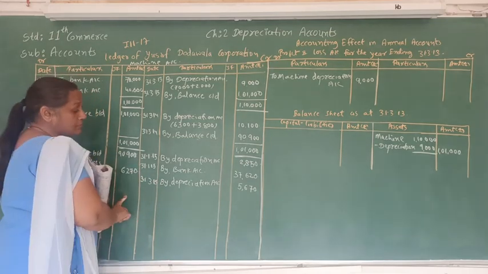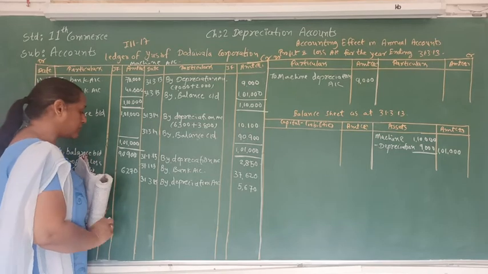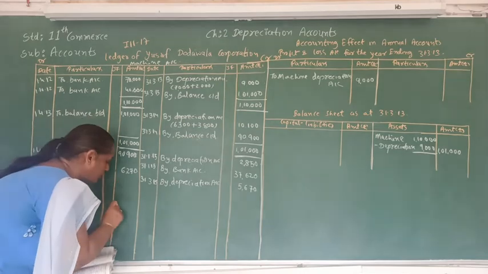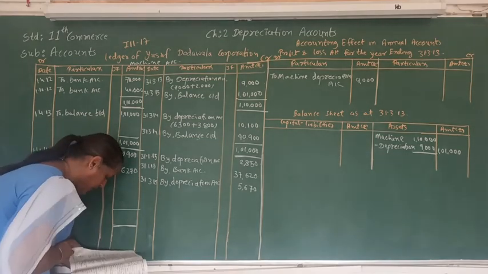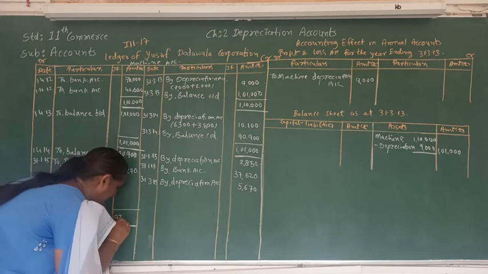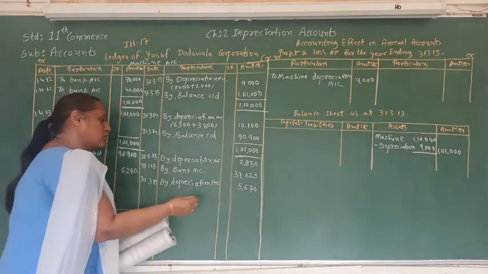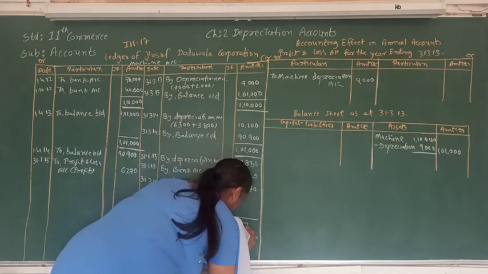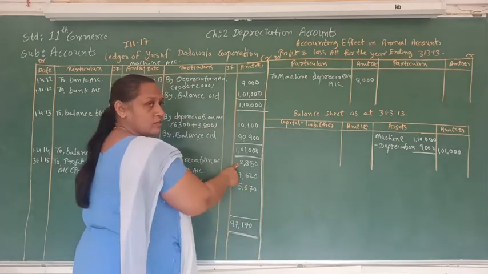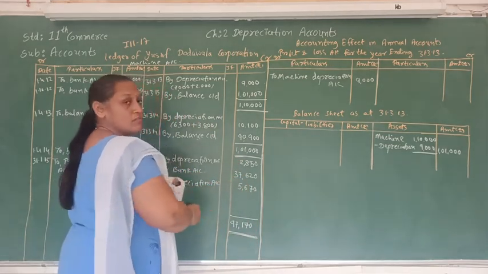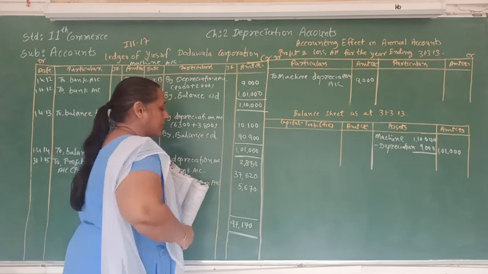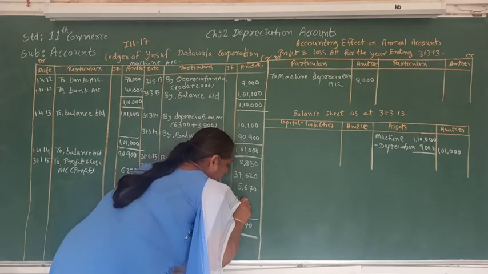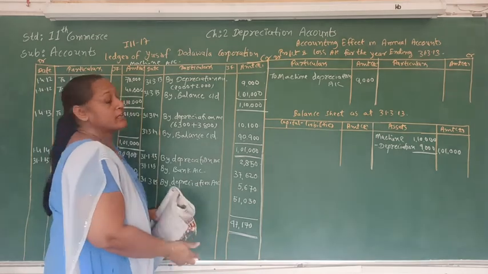Now let's close the machine account and find out the balance of the machine account. So here 90,900 plus 6,270. So the total of that will be 97,170. This amount we are going to take to the credit side: 97,170. From this, if we deduct 2,850, 37,620, and 5,670, the balancing amount is 51,030. This we have already calculated in the working note.